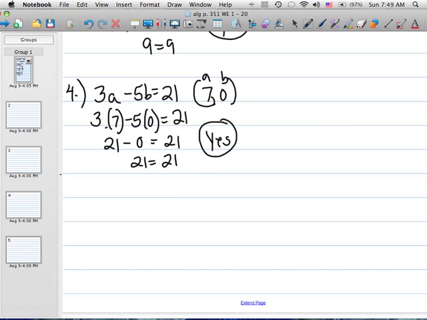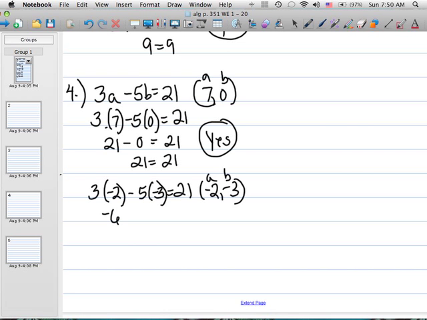That is a solution. It solved the problem. Now we're going to check the ordered pair (-2, -3) to see if it's a solution. So plug in negative 2 for a, 3 times negative 2, minus 5 times b, which is now negative 3, and see if that makes 21. 3 times negative 2 is negative 6. A negative 5 times a negative 3 is a positive 15, equals 21. So that's going to give you 9 equals 21. And that doesn't work. So that answer is a no.